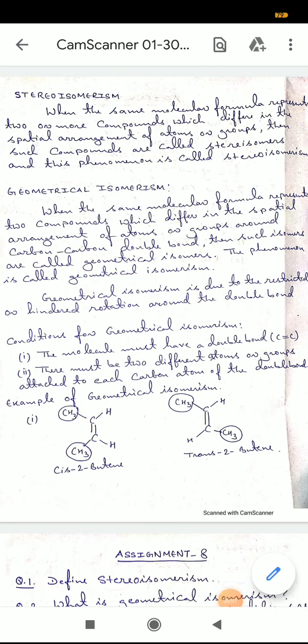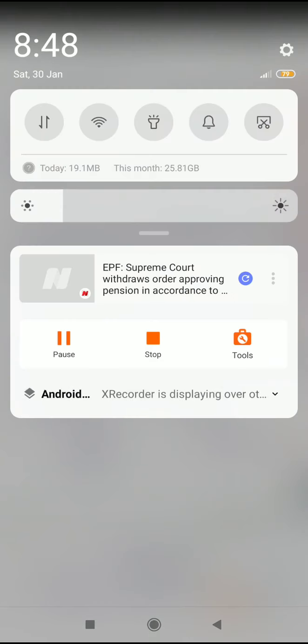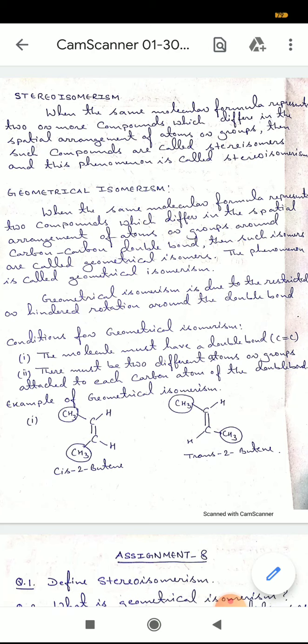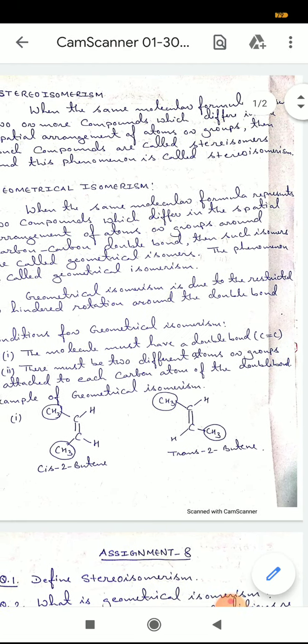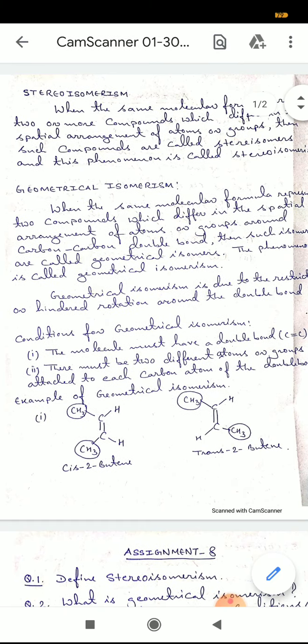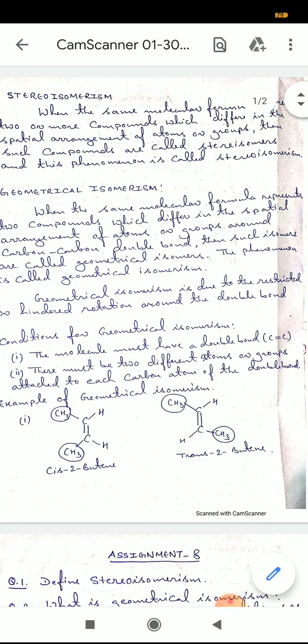Good morning, class. In yesterday's class, we saw isomerism and its classification. We classified isomerism into two different types: first structural, and then stereoisomerism. Structural isomerism was further classified into 6 types, which we have already seen: chain, position, functional, metamerism, ring chain, tautomerism, and all. Okay, now today we are going to discuss stereoisomerism, the second type of isomerism.